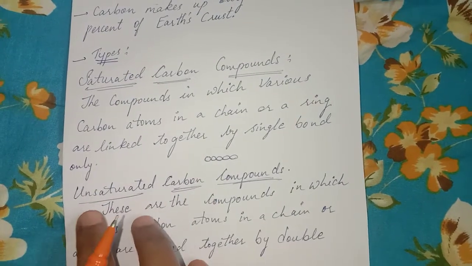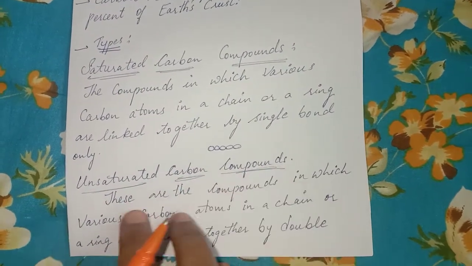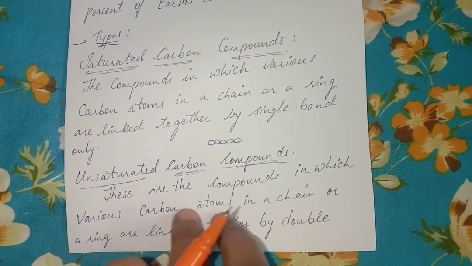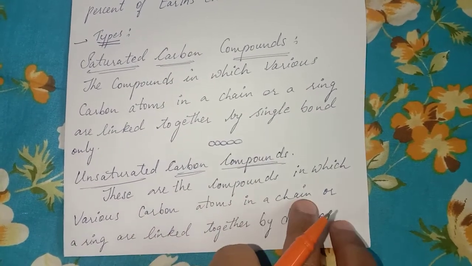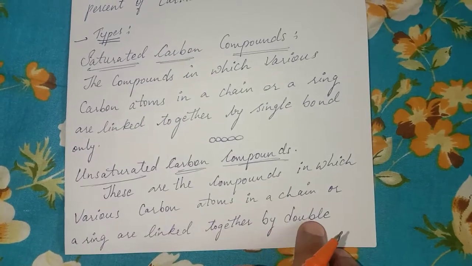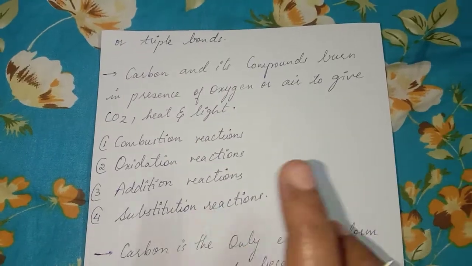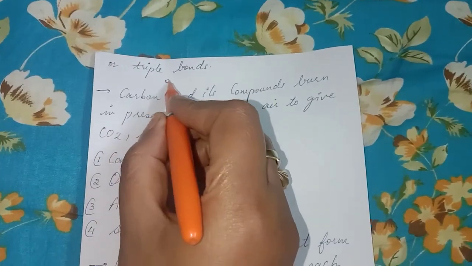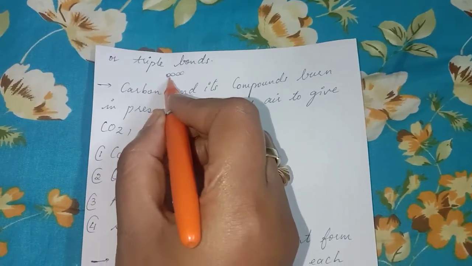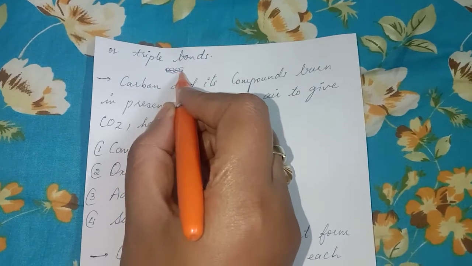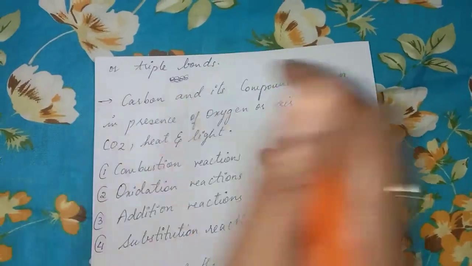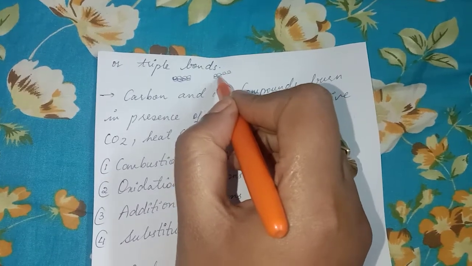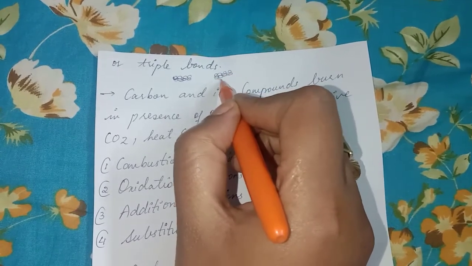When it comes to unsaturated carbon compounds, these are compounds in which different carbon atoms in a chain or a ring are linked together by double or triple bonds, that is, 2 or 3 at a time, like this. Depending upon the type, there are either double or triple arrangements.